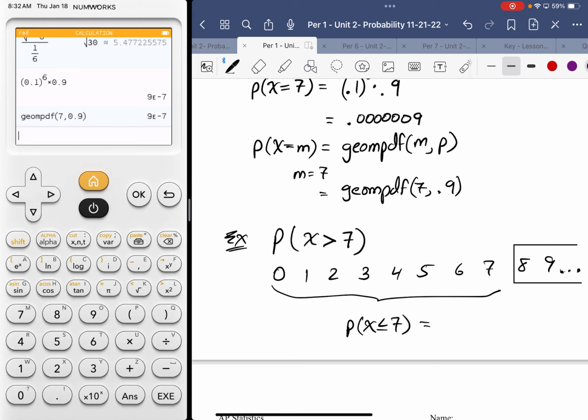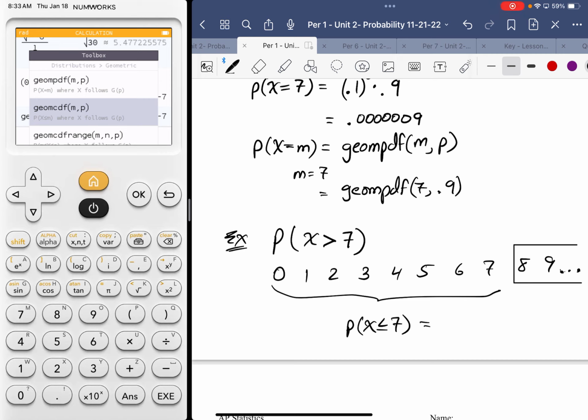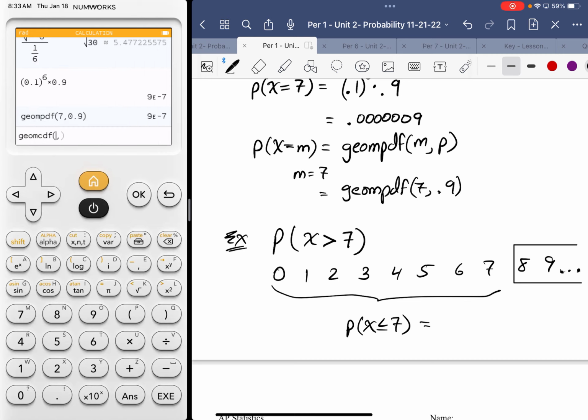I would not expect you to find the probability of each of these things individually and then add them up. If you were to go that route, you would do it using a table. It wouldn't be individual computation. That would be an incredible waste of time. So toolbox, geom CDF, still with a 7, still with a 0.9.